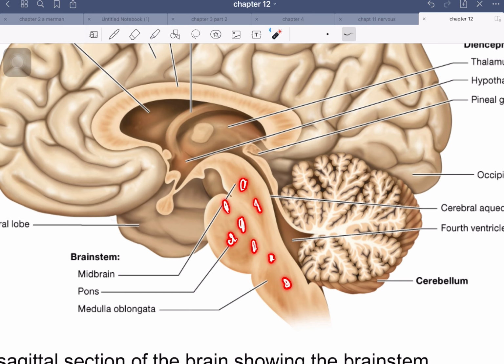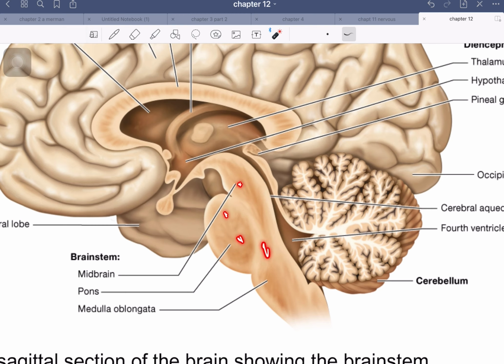These nuclei control a lot of homeostatic things, such as heart rate, the diameter of blood vessels, respiratory rate, how deeply you breathe. So there's a lot of these really basic nuclei that are controlling some of the most vital things to keep you alive. We also see that there's nuclei for the cranial nerves.